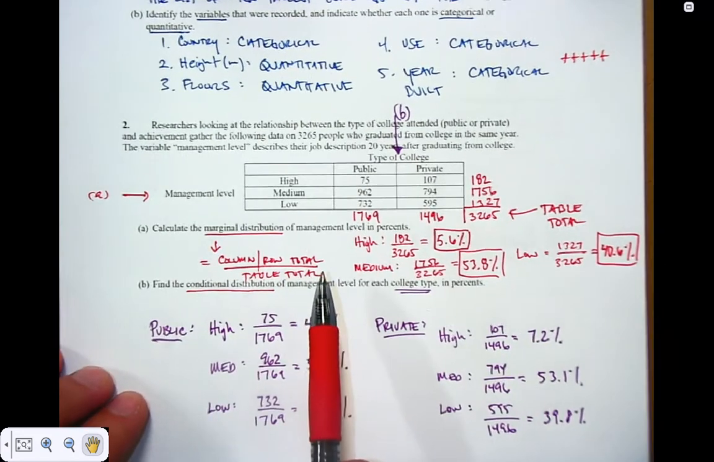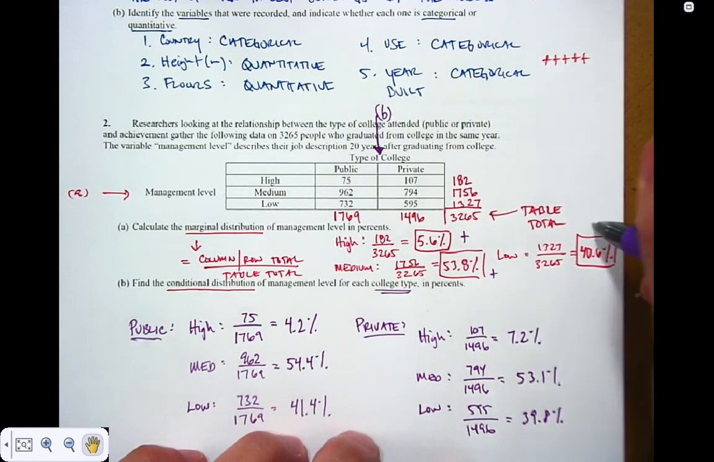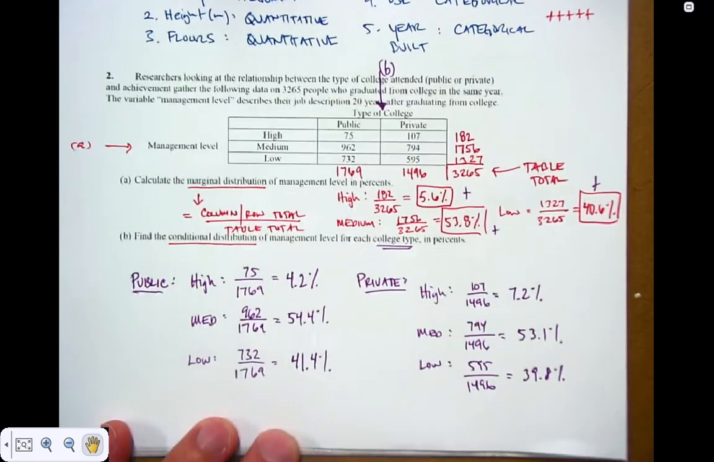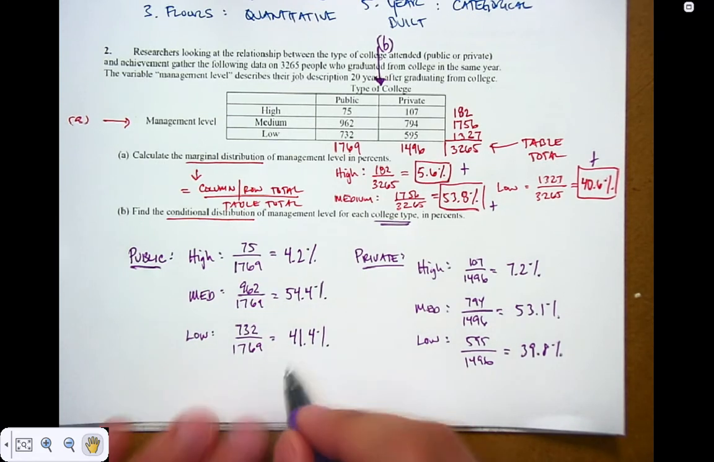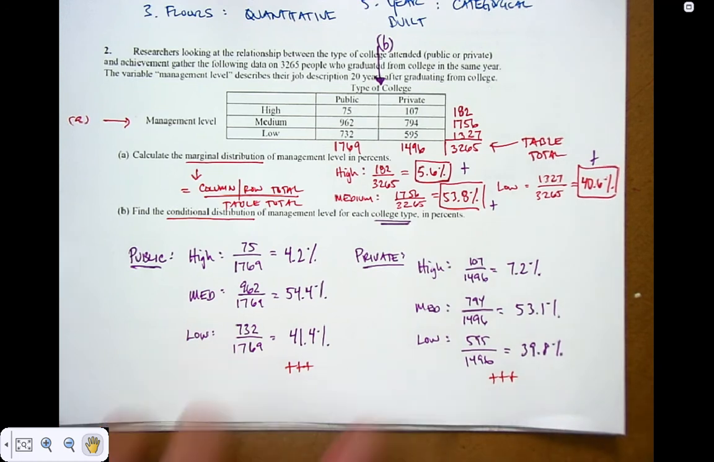Down here on your marginal distribution, I would give you guys 3 points for your correct percents. And on the last one, your public and private, again, 3 correct ones and 3 correct ones. What I will say is when I look at the whole quiz and the points, I'll make sure that one question doesn't hurt you too bad.